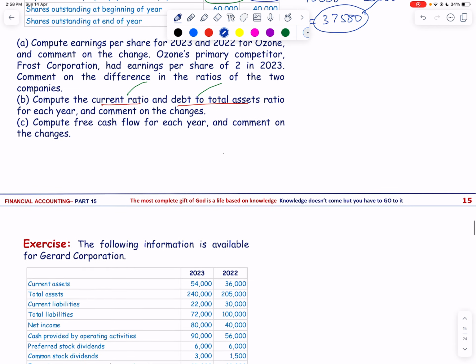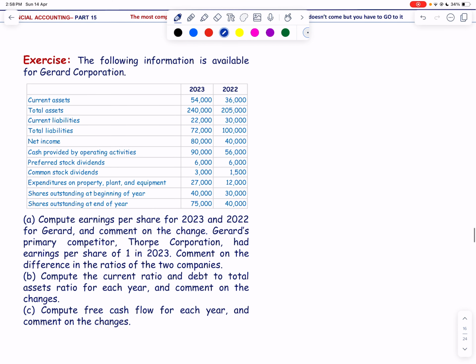Let us move on to the next exercise. The following information is available for Gerard Corporation. Compute earnings per share. We have to calculate the earnings per share for 2023 and 2022.